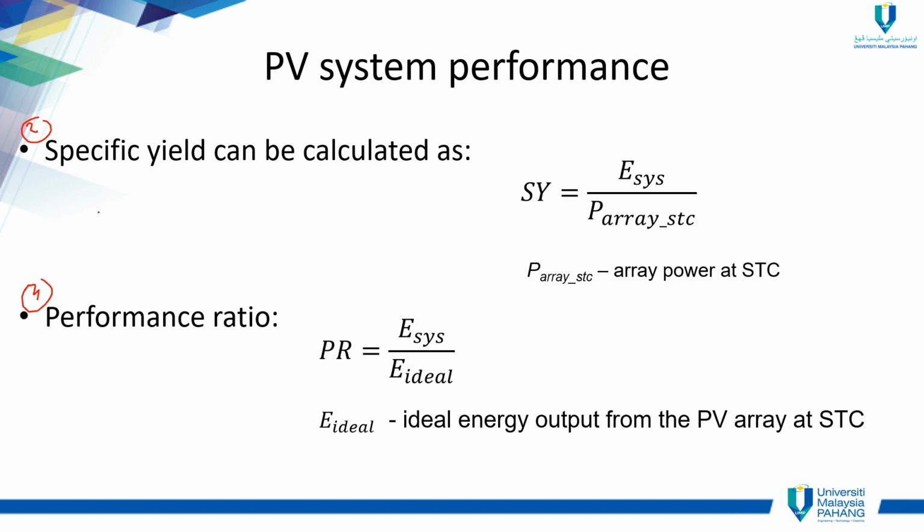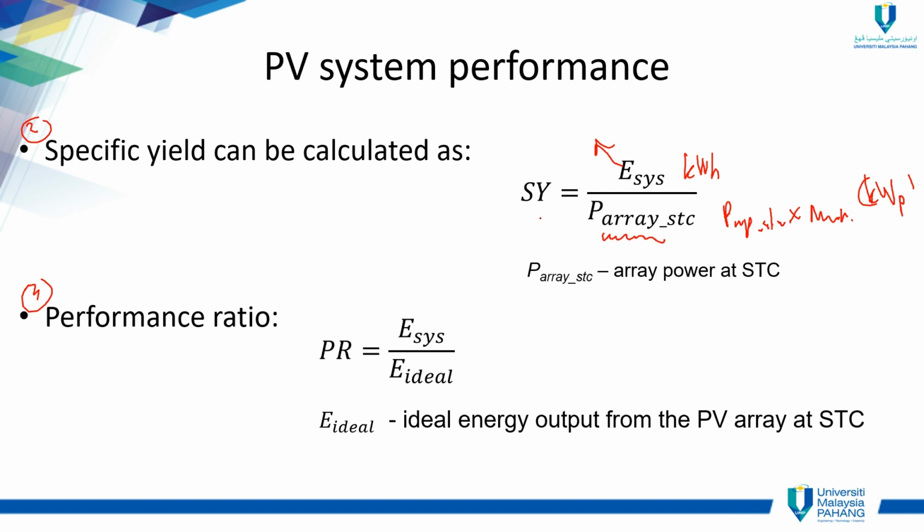Specific yield is the E system. Just now we calculated it. The unit is kilowatt hour. So this is the E system, energy yield. Another one is P array STC. P array STC comes from our PMP STC multiplied by N module. So this value is going to be in kilowatt peak.